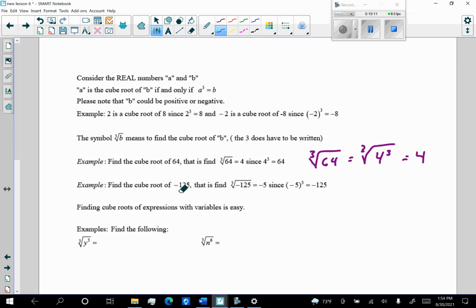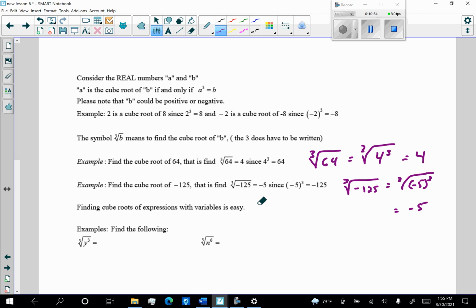Find the cube root of negative 125. The cube root of negative 125 is negative 5, since negative 5 cubed is negative 125. You could write it this way if you want, and this might help. And you can see what's being cubed is the negative 5. So that's negative 5.